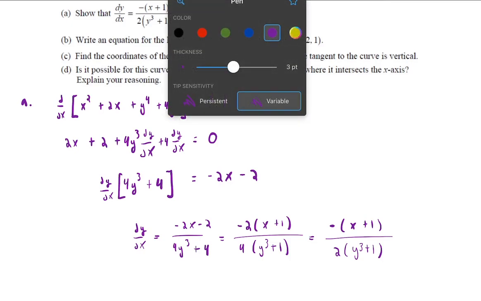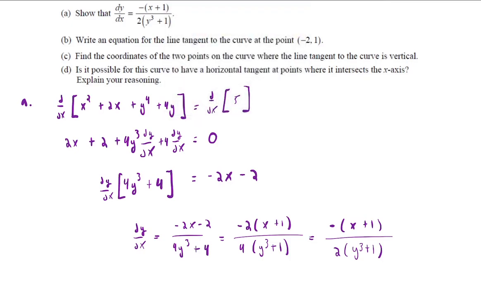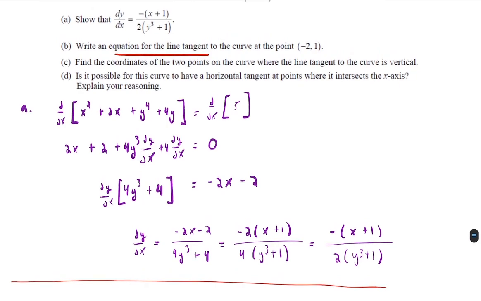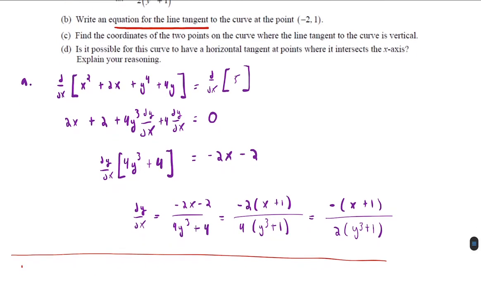Okay. Part B. Write an equation for the line tangent to the curve. I don't even start reading. I see that and I immediately say, okay, point of tangency, slope of the tangent line. Okay, I need a point of this tangent line and I'm given it. I'm just straight up given that the point of tangency is (-2, 1). Easy.